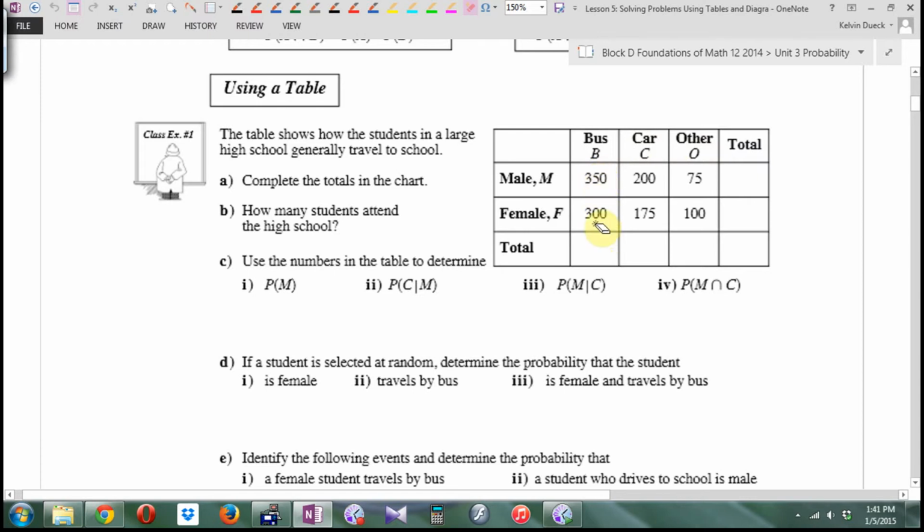How many kids grand total take the bus? In your head, please. 650. How many kids grand total take the car? 375. How many kids grand total use another mode? I assume walk or bike. Now let's add those up to the right. What's 650 plus 375 plus 175? You can use a calculator now if you have to.